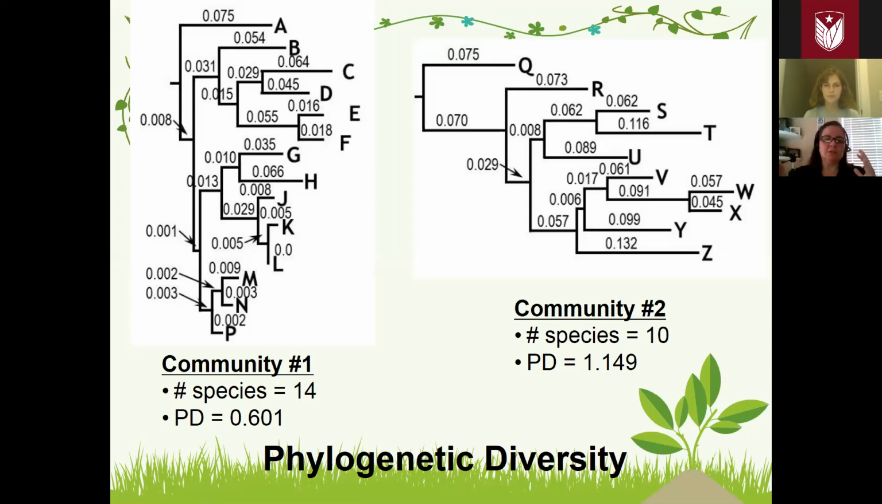Even though community 2 only has 10 species, there's a lot of genetic variation. There's a lot of genetic information in that community. So depending on the goals or the mission of a conservation team, they might want to choose that second one. So looking at biodiversity, there are a lot of components that go into figuring out how much diversity is in a region.